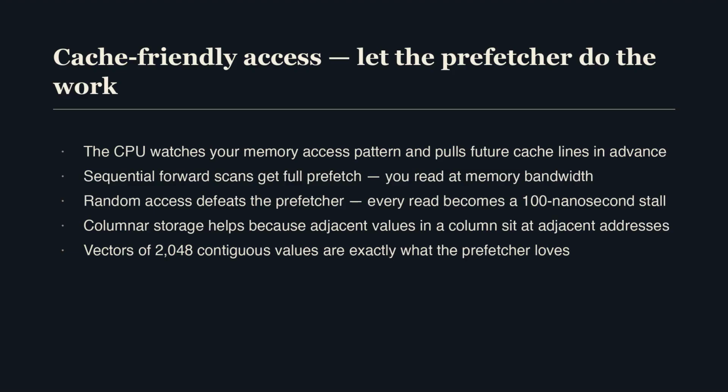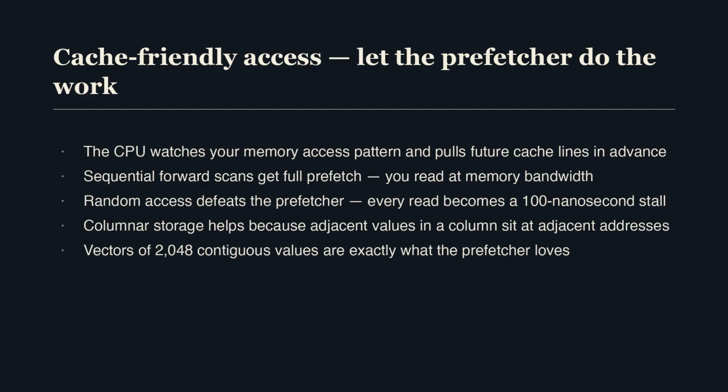Modern CPUs include a hardware prefetcher that watches your memory access pattern. Read addresses sequentially and it pulls the next cache lines in before the program asks for them. Reads land in cache. Memory bandwidth saturates. Random access breaks this. Every jump to a fresh address means the prefetcher guesses wrong and the CPU must wait while main memory sends the value, about 100 nanoseconds per stall.